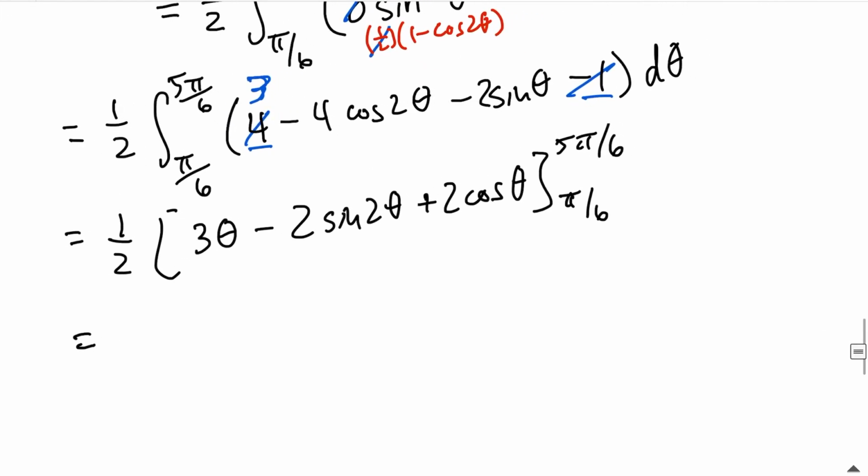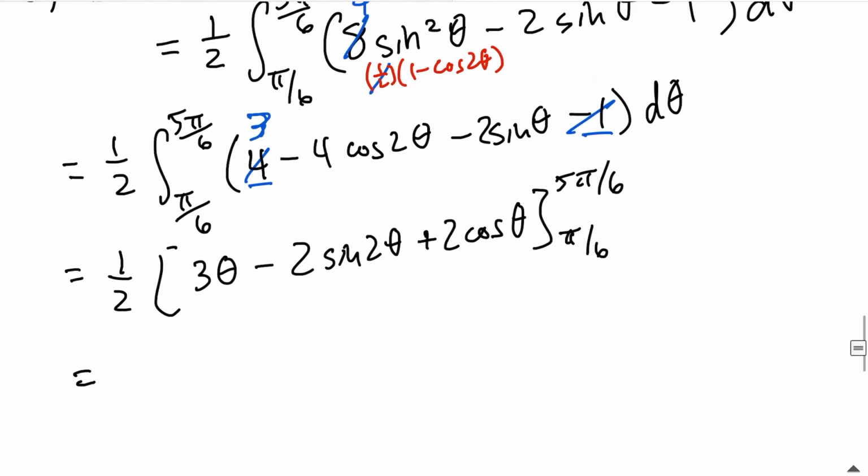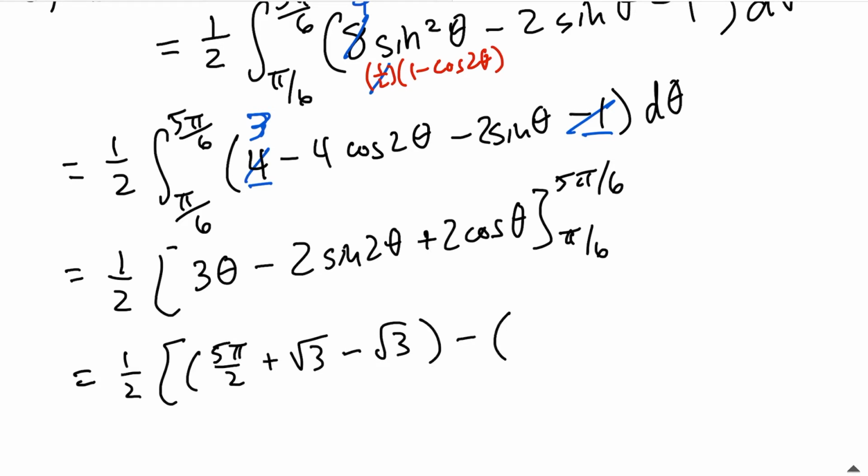All right, so let's go ahead and evaluate this guy. So we've got 1/2. We'll have 3 times 5 pi over 6, which will be 5 pi over 2. And then minus 2 sine of 5 pi over 3, which is going to be negative, so this will become 2. And then 2 rad 3 over 2 will cancel the 2's. And then 2 cosine of 5 pi over 6 is also going to be rad 3, but it'll be negative. So that's pretty nice. Those two cancel.